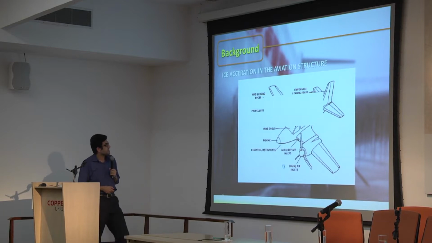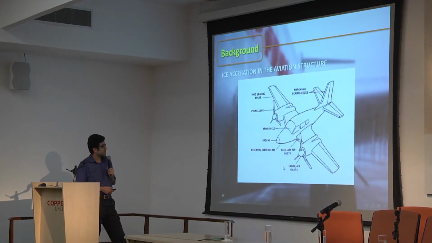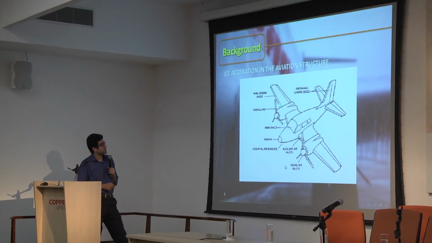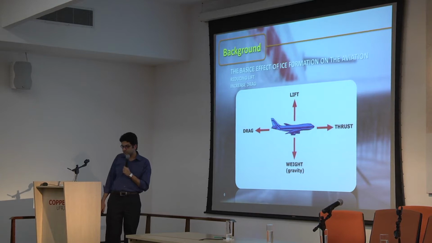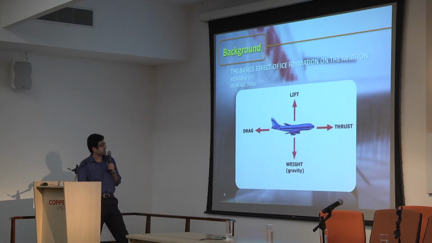So what is happening? In this picture, we can see what may have happened, the ice formation. In other parts of the aircraft it can happen too, like the blades, the entrance of the motor, the antenna in front of the cockpit glass, the leading edge, and a lot of sensors like the P2 tube. And the basic effect of ice formation on aviation is reducing lift and increasing the drag force.